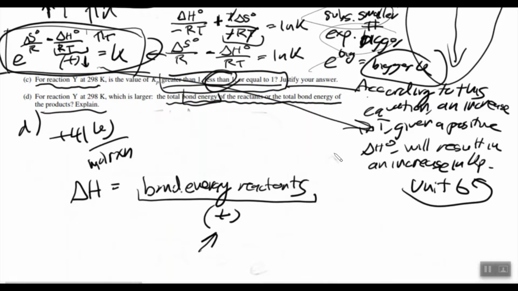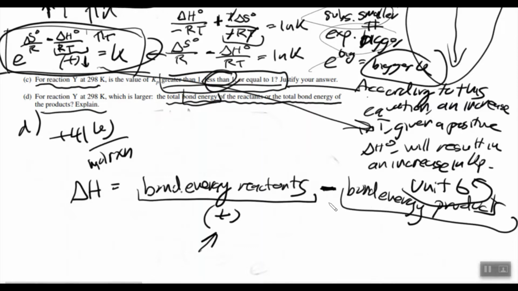Now, when you form the products, you're going to be making some bonds. And let's see, bond energy of products. The reason why we're subtracting is because the bond energy of the products, you are forming them. If you form bonds, you are releasing energy. So this entire value over here should be negative because you are releasing energy when you form bonds. So it's an exothermic process when you form bonds. So that's why there's a negative sign there.